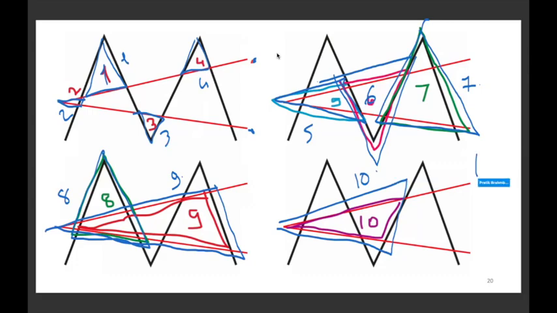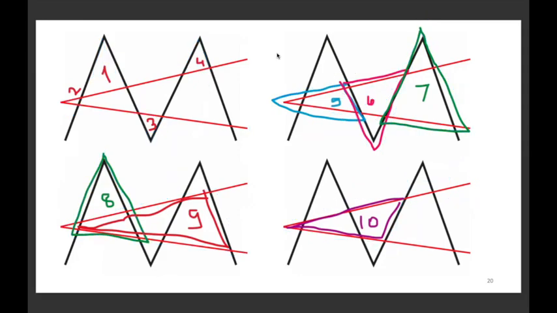So the correct answer is we can get 10 maximum triangles just by adding these two straight lines to the figure. Okay. We'll move to the next one.